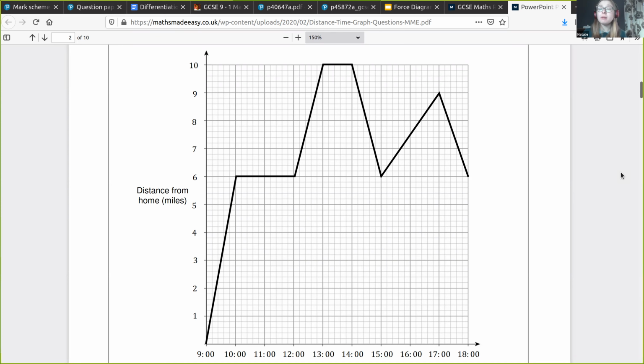Between 10 a.m. and 12 p.m., they don't move any distance. This means that they are stationary. They are not moving, they are at the exact same spot.